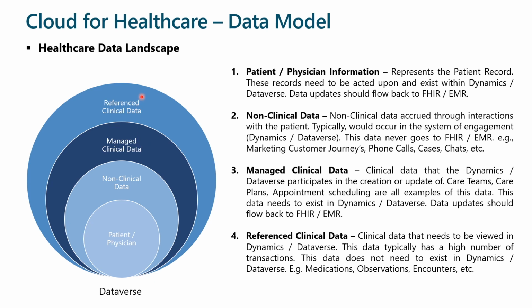Finally, we have referenced clinical data. Clinical data that needs to be viewed in Dynamics or Dataverse. This data typically has a high number of transactions. This data doesn't need to exist in Dynamics or Dataverse. Example, medications, observations, encounters, etc. Depending on the use case in your implementation, it is important to identify the entities where the data needs to be synced between FHIR to Dataverse and enable only those entities for the synchronization.